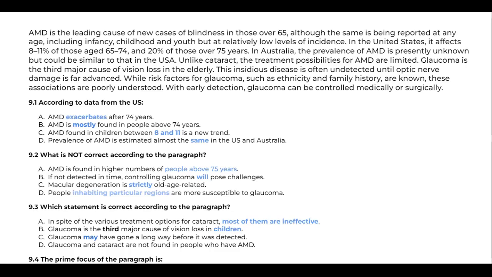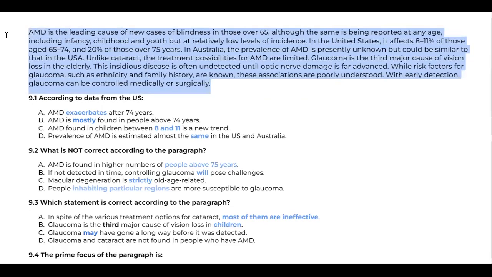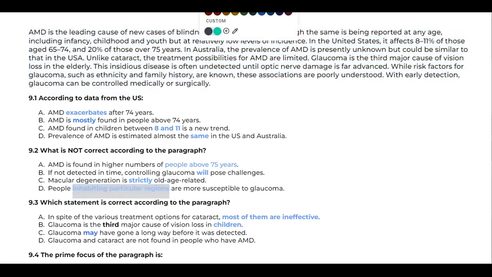That's something good. 15 out of 40 of you have done, and you have only 1 minute remaining now. Sir, 9.2 D option, is it inhabiting people? Yes, sorry, it is inhabiting. It is not inhibiting, it is inhabiting. Inhabiting means living in a particular region.